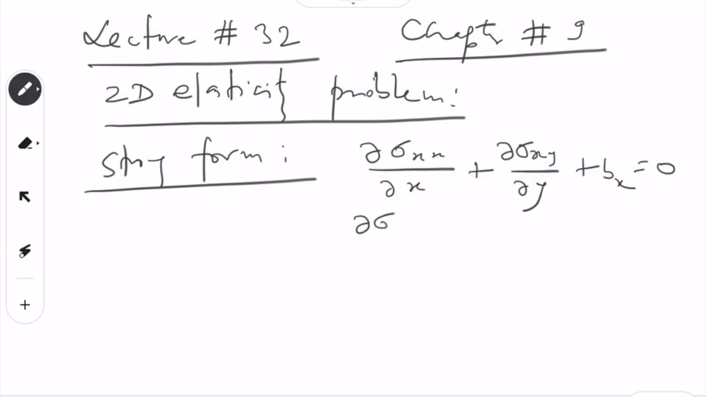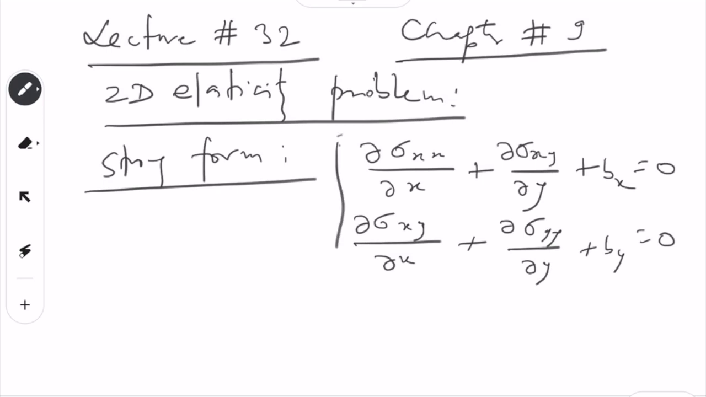Then we had del sigma xy by del x plus del sigma yy by del y plus by equal to 0. So together they constitute the strong formulation.